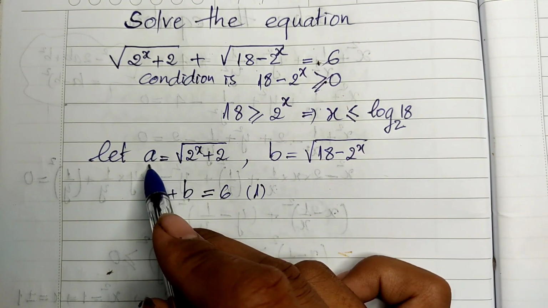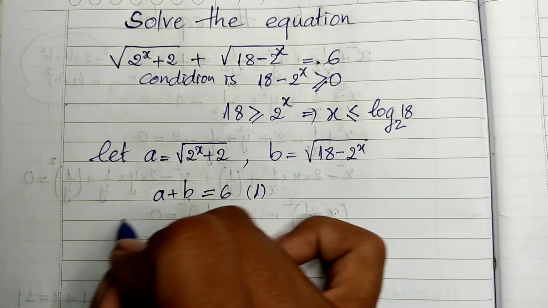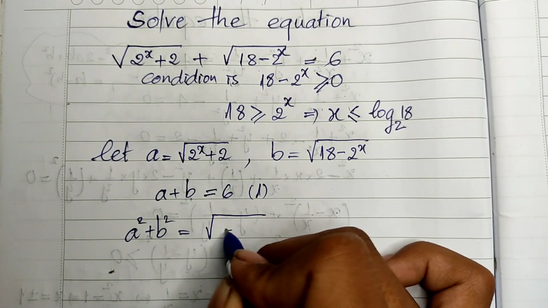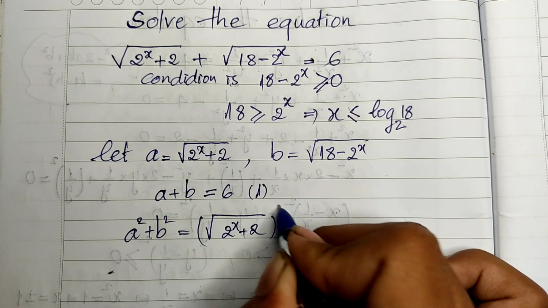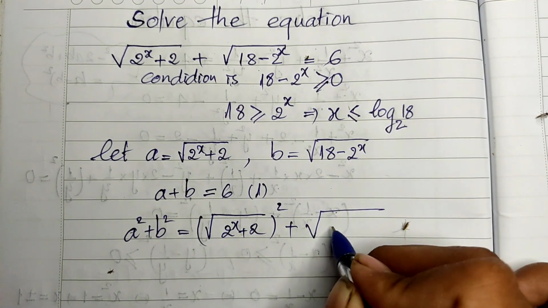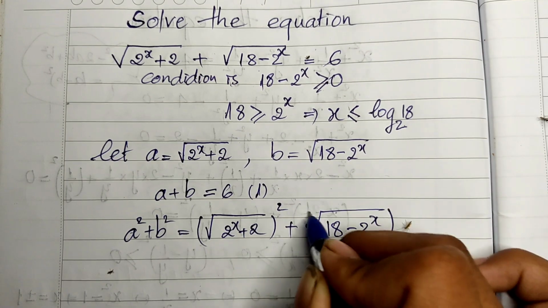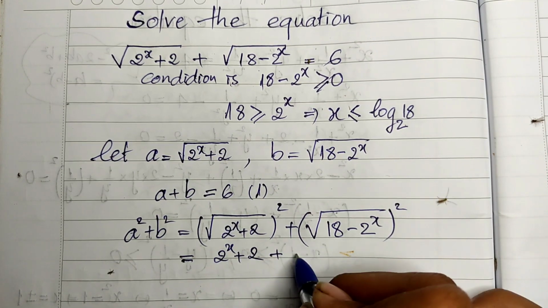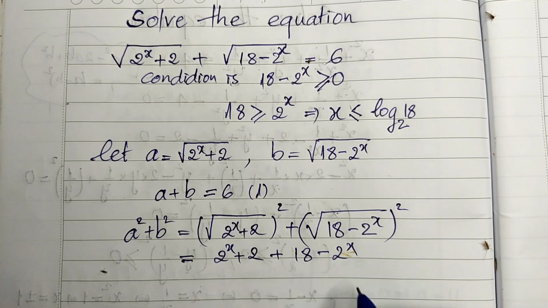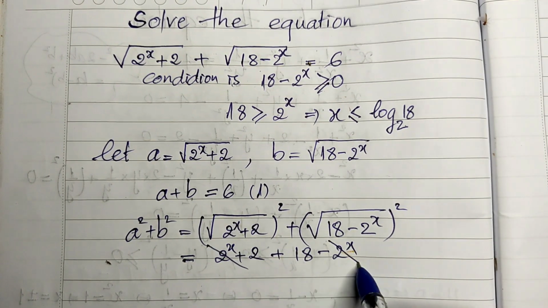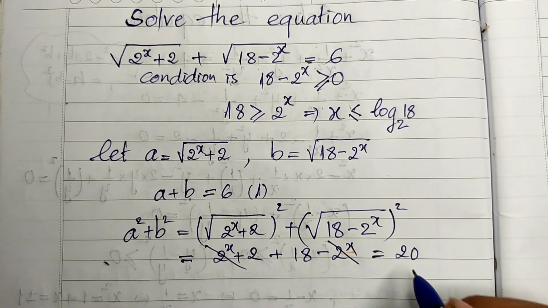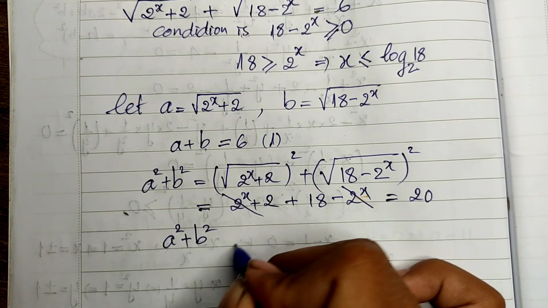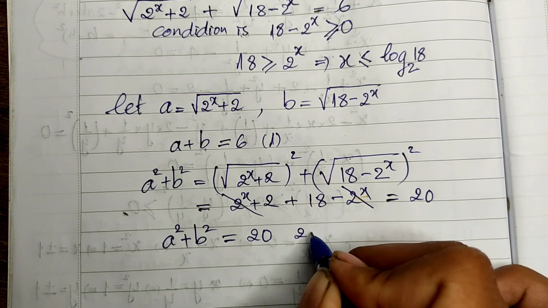And then I take A squared plus B squared. A squared plus B squared equals square root of 2^x plus 2, all squared, plus square root of 18 minus 2^x, all squared, and equals 2^x plus 2 plus 18 minus 2^x. We can simplify this and we get 20. Okay, now we get A squared plus B squared equals 20. I call it the second equation.